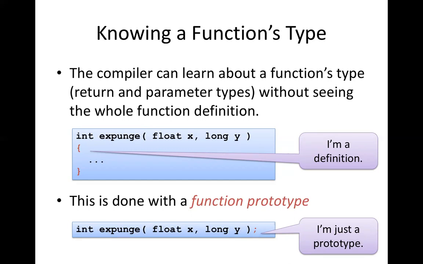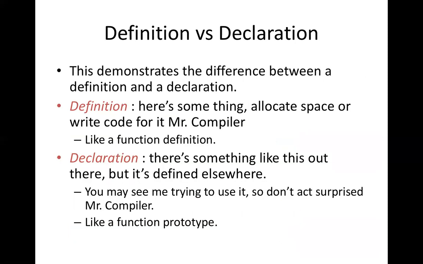So for functions that you prototype, the compiler knows what their parameter and return types are, but you're going to have to put a definition later in your code.